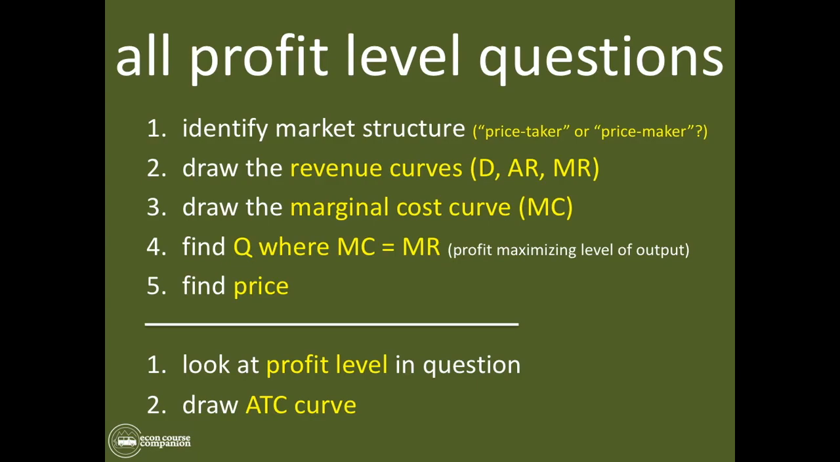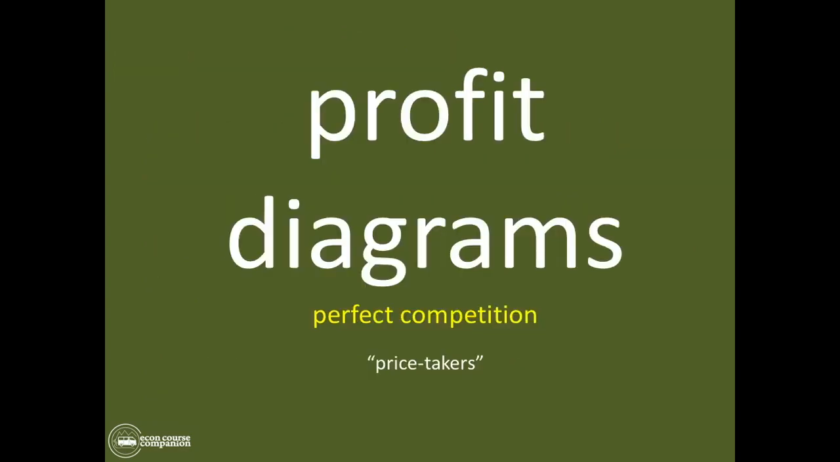Okay? So now what we're going to do is take a look at the price takers market structure, which is perfect competition. We're going to show those revenue curves, that marginal cost curve, that Q, and that price, and then we're going to find the profit level. It's going to be super easy. Then after that, we're going to go to the price makers, which is a monopoly, monopolistic competition, and oligopoly, and they function differently because they can make their price. All right, check this out.